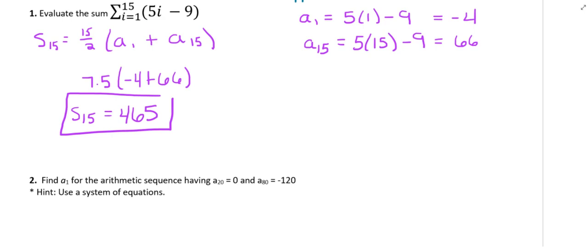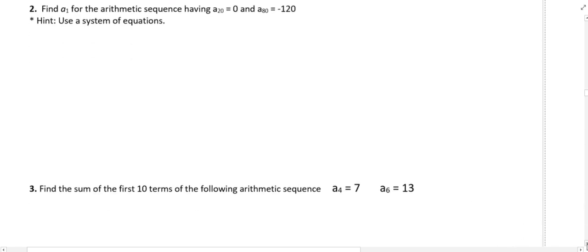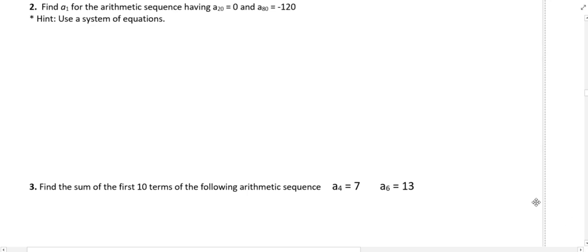All right, this next one is a little bit tricky, so let's take a look here. So find a sub 1 for an arithmetic sequence having an a sub 20 of 0 and an a sub 80 of negative 120. So actually what we're going to do here is use a system of equations. All right, so we're going to use this formula here. So a sub 1 plus n minus 1 d. Okay, we do not know the d and we do not know a sub 1. So let's take a look here. We do know these terms here. So we do know that a sub 20 is 0.